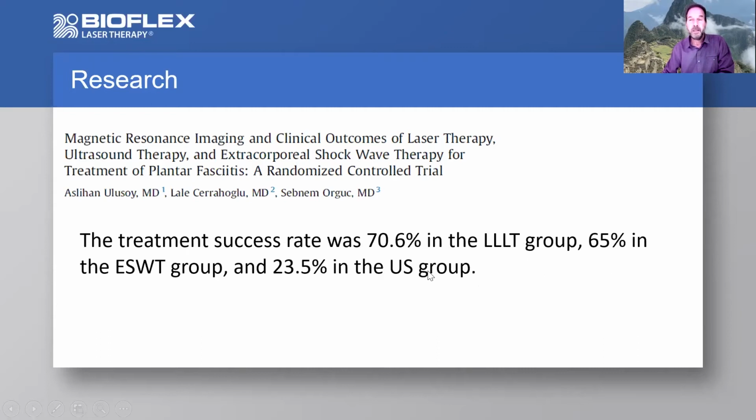So success rate, 71% in the laser therapy group, that's really good, right? I mean, if you can have 70% success rate with chronic plantar fasciitis, that is extremely good. 65% with shockwave, good as well, but not as good. And a lowly 23% in the ultrasound group, which, to be honest, is probably just time and function and placebo going on there. But anyway.